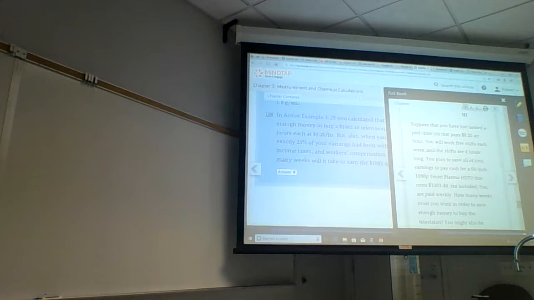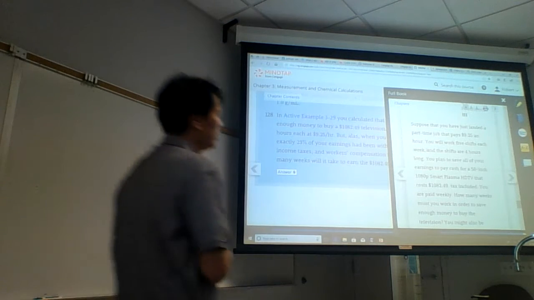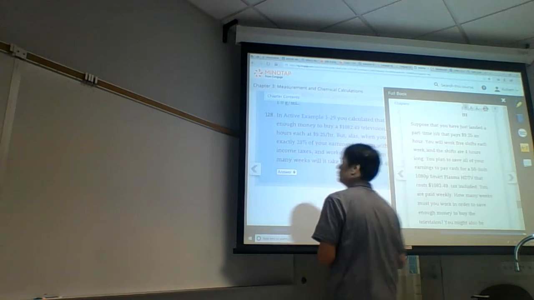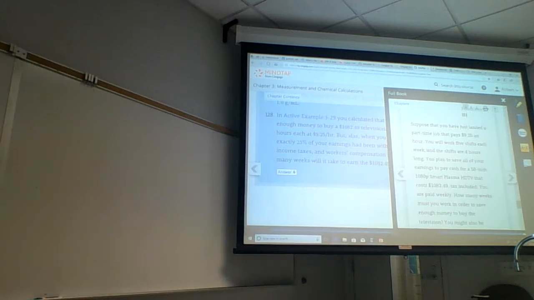This way, we could use it in two ways. We could use it this way, which converts hours to dollars, or we could flip it upside down. If we flip it upside down, it converts dollars to hours. I'll just write it one way here. You'll work 5 shifts each week. 5 shifts per week.